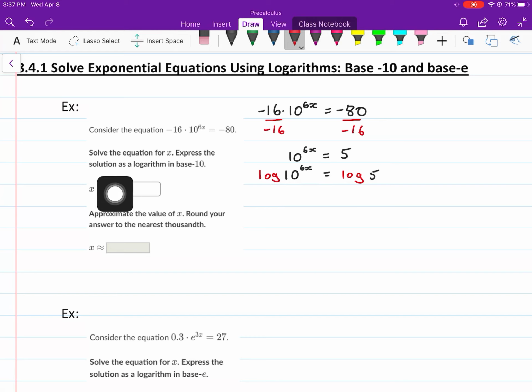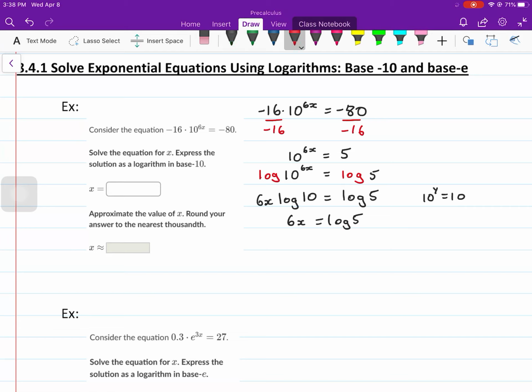And if you remember, the reason why we're doing the log is because we can bring down the exponent. It allows us to bring the exponent down, which we need to do in order to solve for x. So in the next step, we're going to have 6x log of 10 equals log of 5. And what is log of 10? Well, 10 to what power is 10? 10 to the 1 power is 10, right? So log of 10 is just 1.